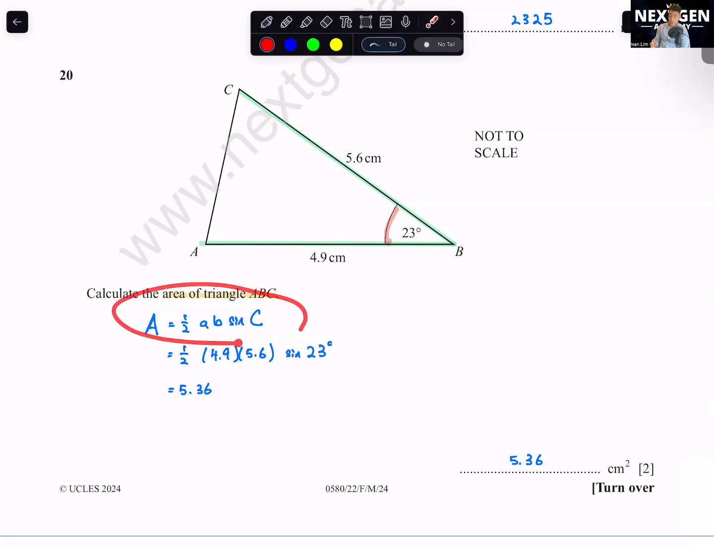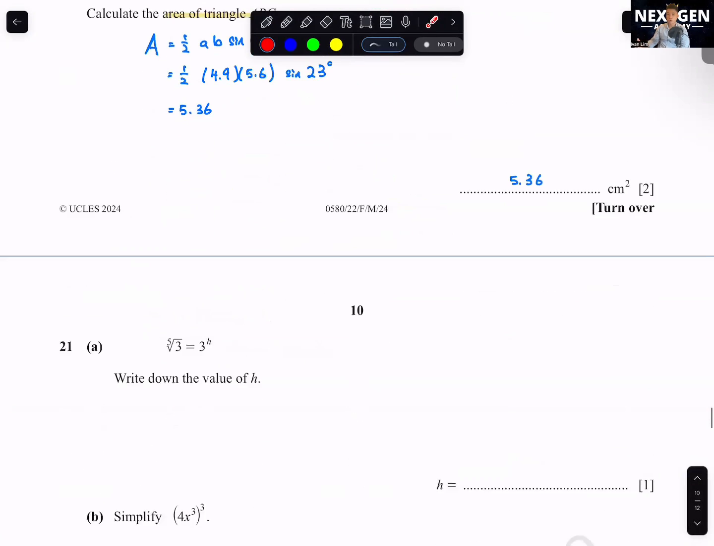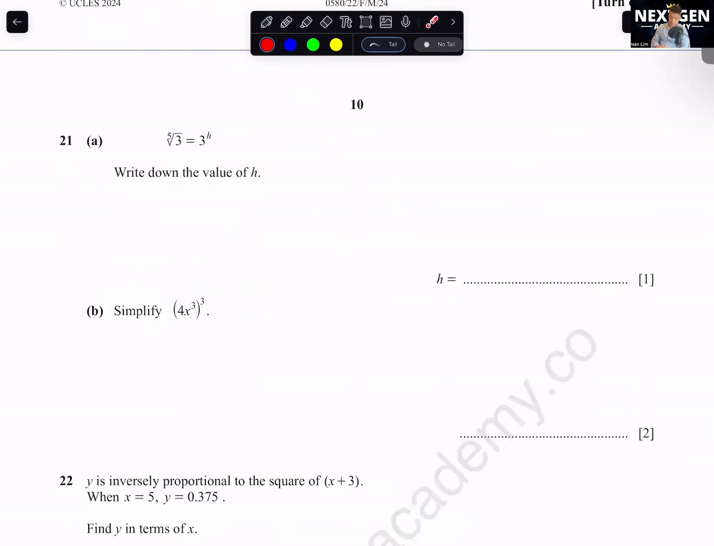No, this is just a formula. This is a formula that you have to know. 1 over 2 ab sine C. The C, okay, what is inside sine, cos, and tangent will always be the angle. Got it, Jason? Yeah, so it's not the side. This one is side, angle. Every time when you all do sine, cos, and tangent, it always follows with an angle, with a theta. Okay, next one. Write down the value of h.